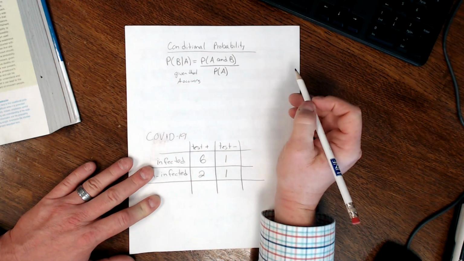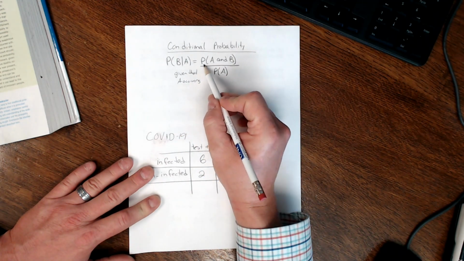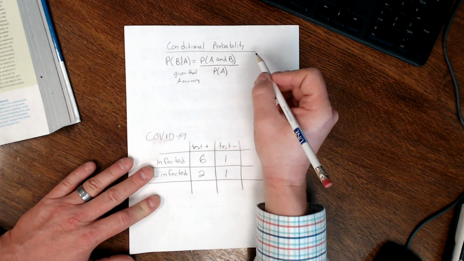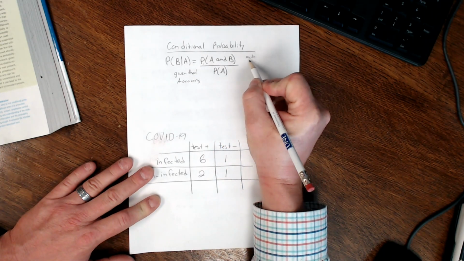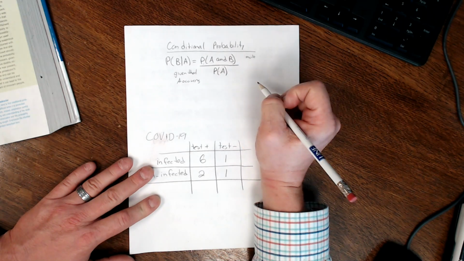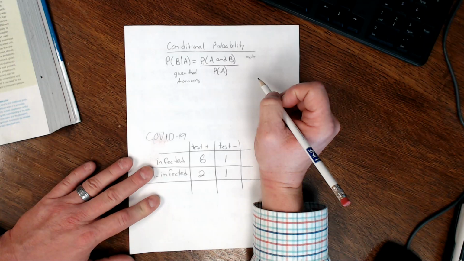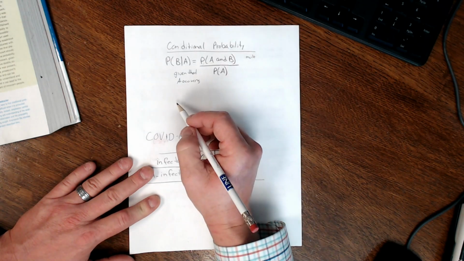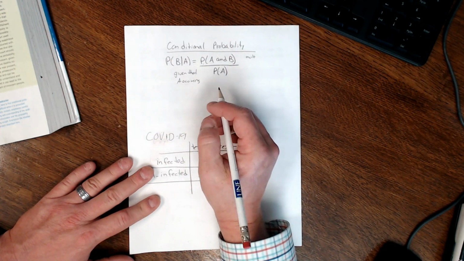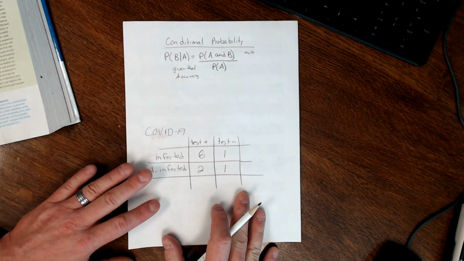You can actually calculate this by taking the probability of A and B together, and this is using our multiplication rule, and then you can divide it by the probability that A occurs all by itself. I don't actually want you guys to use this formula. I want you to think about probability, conditional probability, intuitively by looking at a chart.